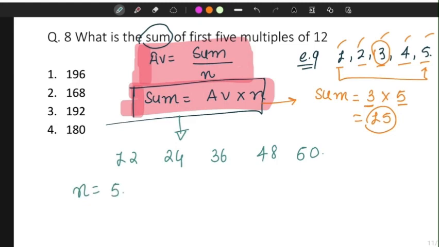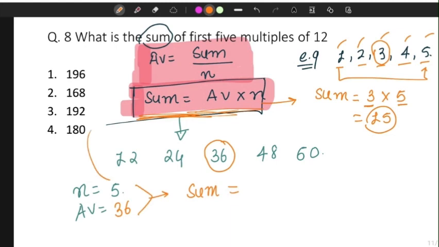Okay, what will be the value of average? I have told you that average is the middle number. So what is the middle number for this? Middle number is 36. So the average will be 36. So the sum is equal to, I'll put these values in this particular formula, sum is equal to average 36 into 5. This is going to give me the direct sum, that is 180.